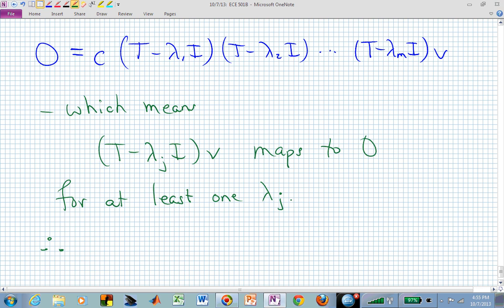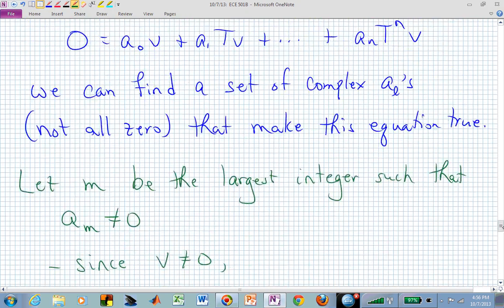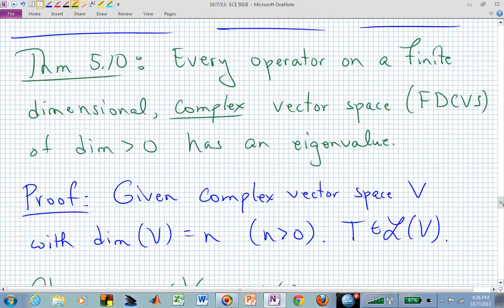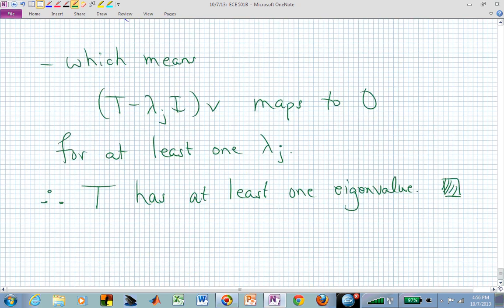This now says that T has at least one eigenvalue. And I think that was theorem 10, wasn't it, in chapter 5? Now this will really test my memory. So that was theorem 5.10.